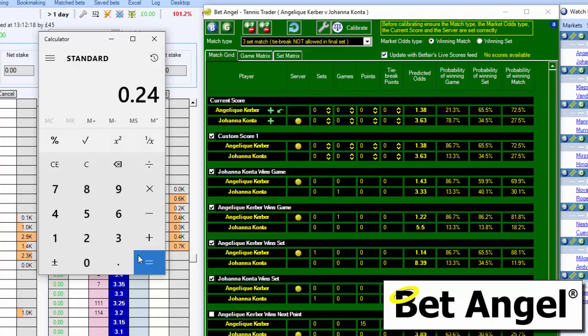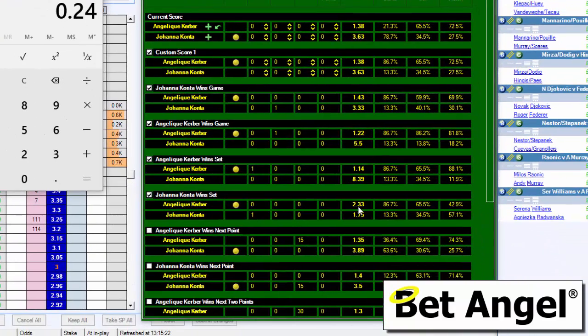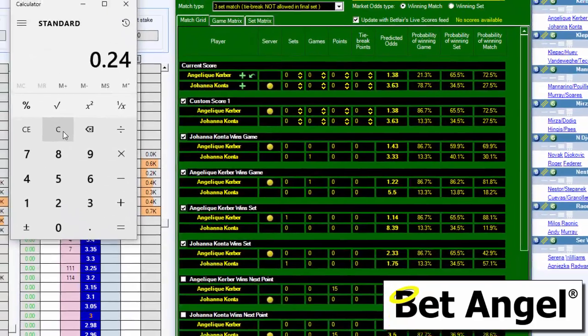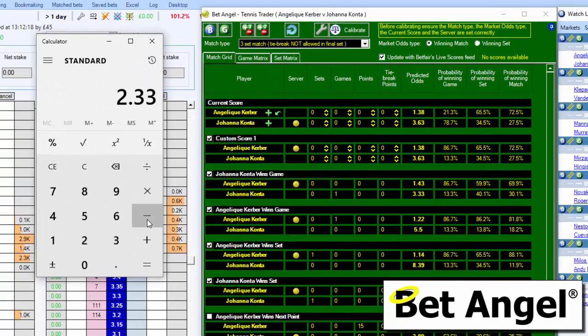So now of course the set could go the other way. It could be that Konta wins the set, and in which case if Konta wins the first set, what would her price be then? You can see her price would go out to 233. So if we do 233 minus 138, then you can see actually what happens is we end up with a 95 tick profit in that particular scenario. So that looks attractive, doesn't it? But what the market is telling us is it's not sure that will actually happen.